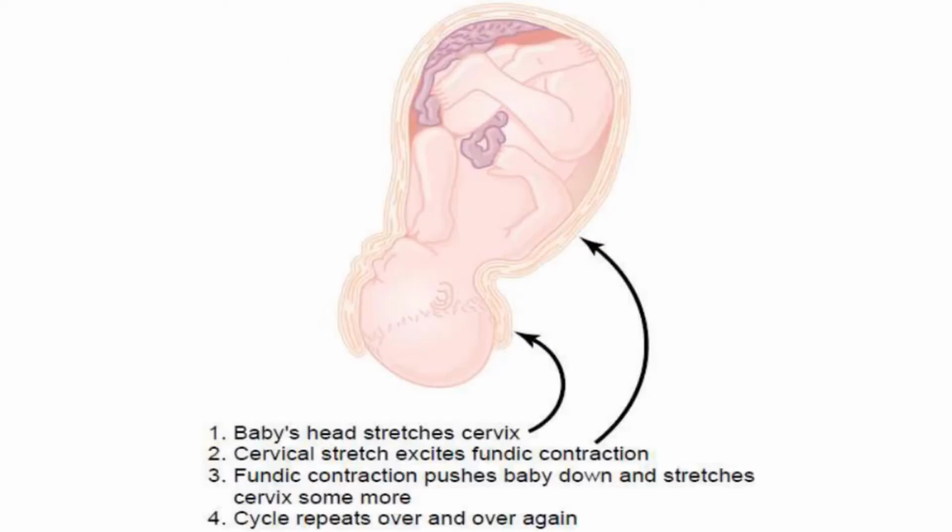See, the baby is pushing the cervix. The cervix is dilated and there is a stretch reflex initiated which excites the fundal contraction. Fundal contraction pushes the baby further and causes more dilatation of the cervix, and the cycle repeats over and over until the fetus is expelled.